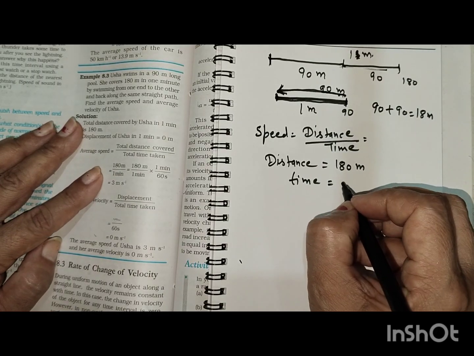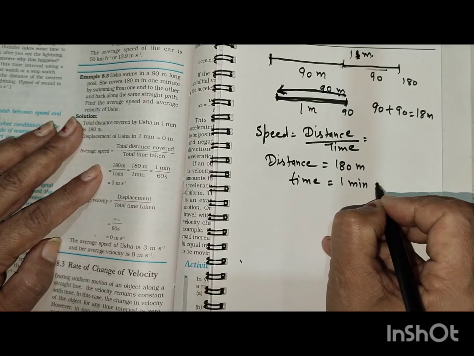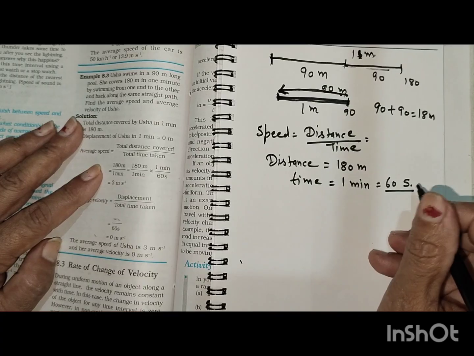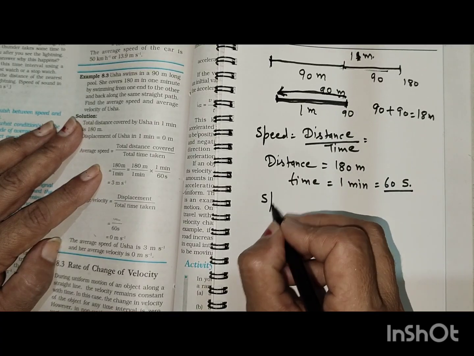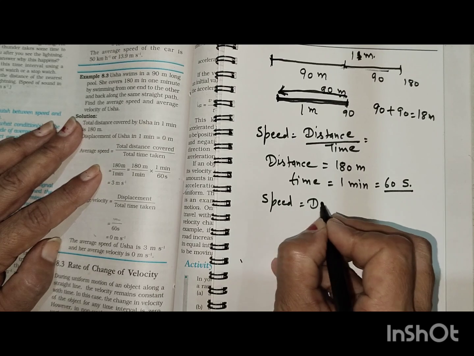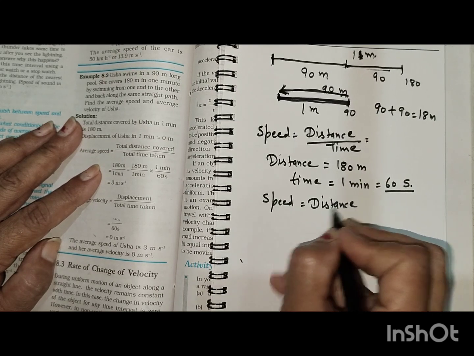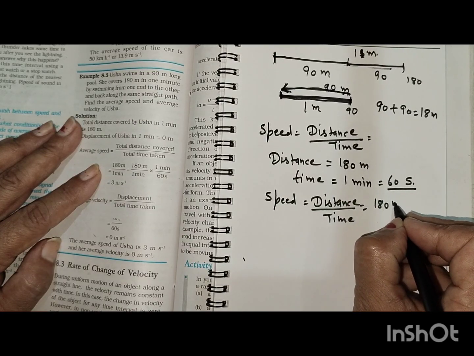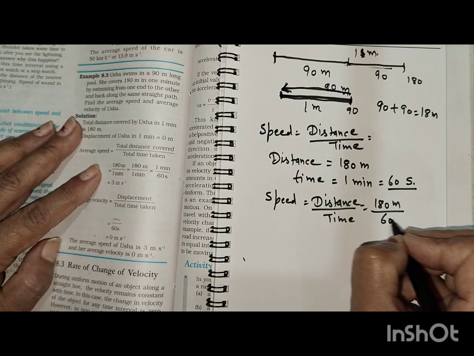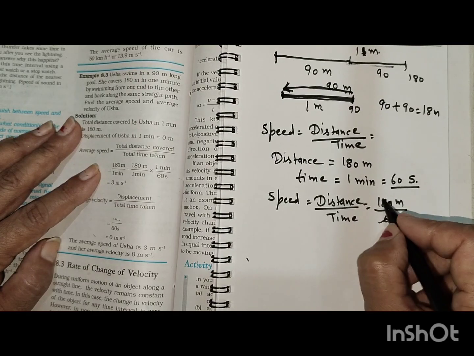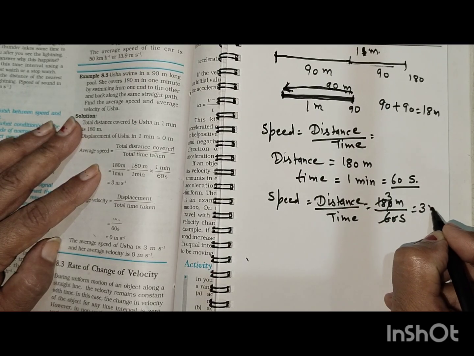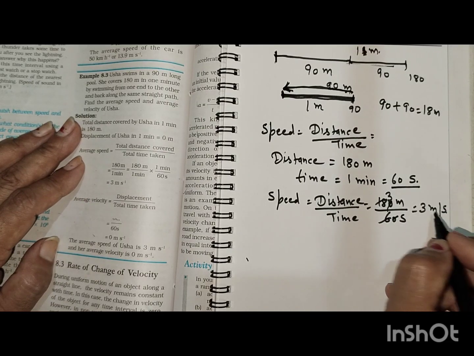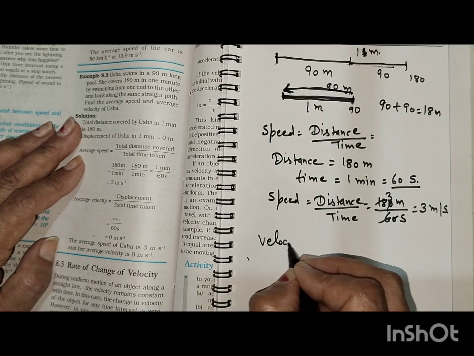1 minute, or you can say 60 seconds. Now the speed is equal to distance by time. The distance here is 180 meters and the time is 60 seconds. Now you can cut. This is 3 meters per second.